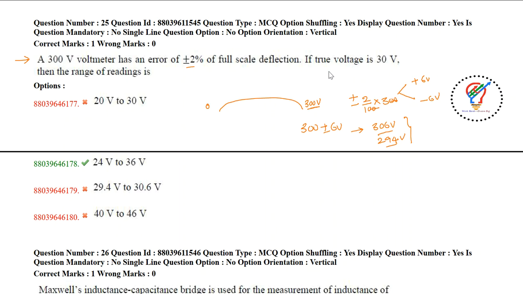Now, the true voltage is 30 volts. You are using the same meter for the measurement of 30 volts. How much error is it showing? 6 volts. That is 30 plus or minus 6 volts. That means it may be 24 volts or it may be 36 volts. So the answer will be 24 volts to 36 volts. The range will be the error of the instrument. That means if you are measuring 30 volts here, the meter will indicate a value from 24 to 36 volts. That is the range.